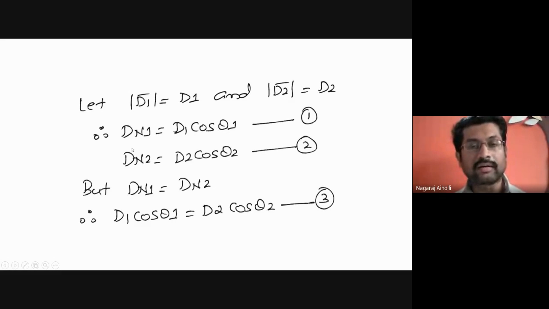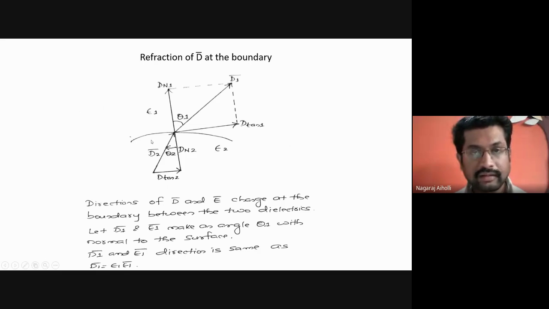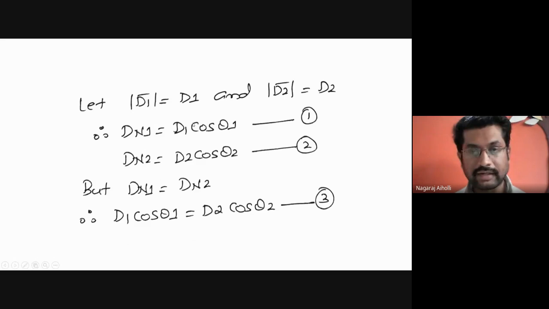Then the normal component of flux density, Dn1. Let us find that out. If we take cos theta 1, it is the adjacent side Dn1 divided by the hypotenuse D1. So cos theta 1 is Dn1 by D1, or Dn1 will be D1 cos theta 1. Write it: Dn1 is D1 cos theta 1.